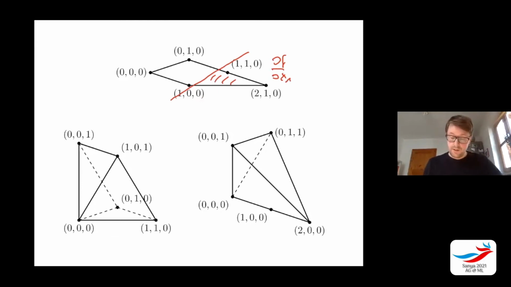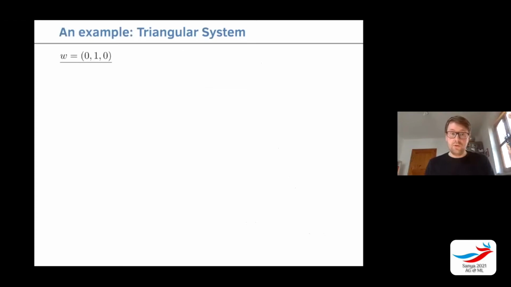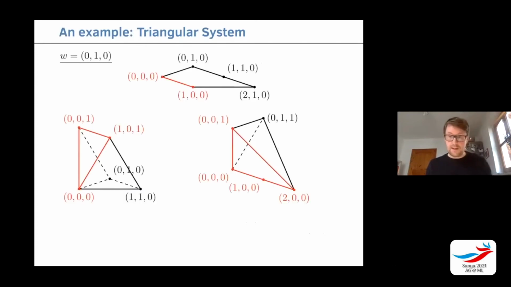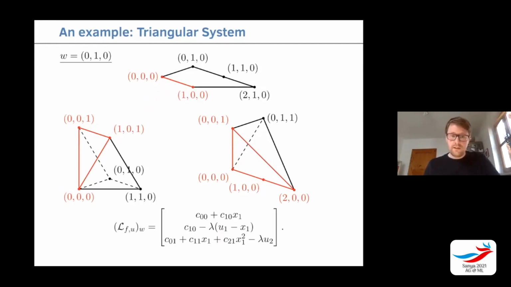Okay, so for instance, you could take w equals (0, 1, 0). Now let's look back at our three polytopes. So the (0, 1, 0) goes in this direction. So this one cuts out this here, and here it cuts out the red triangles on the bottom. And these three red faces give you this facial system for the Lagrange multiplier equations. And what you observe here is that this system of equations depends on x1 and lambda, but not on x2.